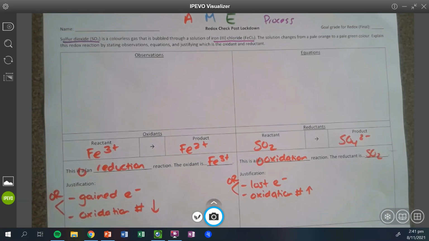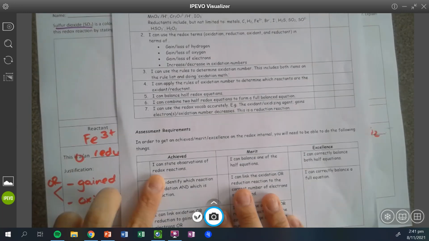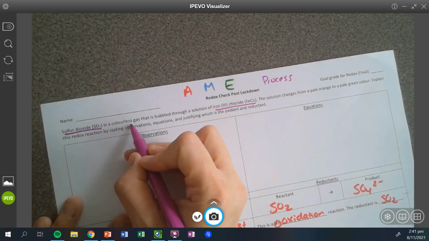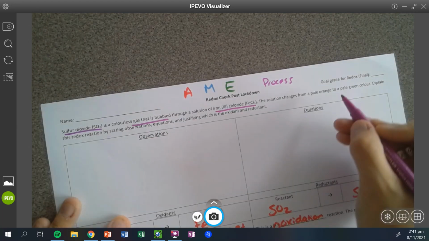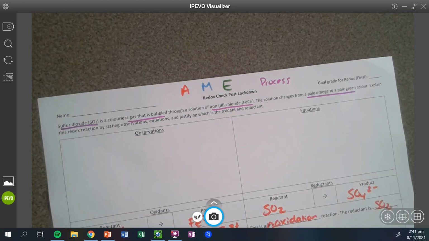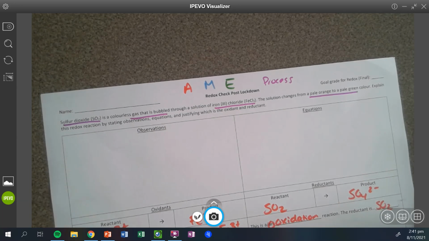Cool? All right. The last thing you need to do for the achieved is you need to state observations. All right? So you are just stating what you see up here. So we see that there's a gas being bubbled and the color change is from pale orange to pale green. In fact, I have given you the achieved answer there. We just write it down in here and we link it to the species.